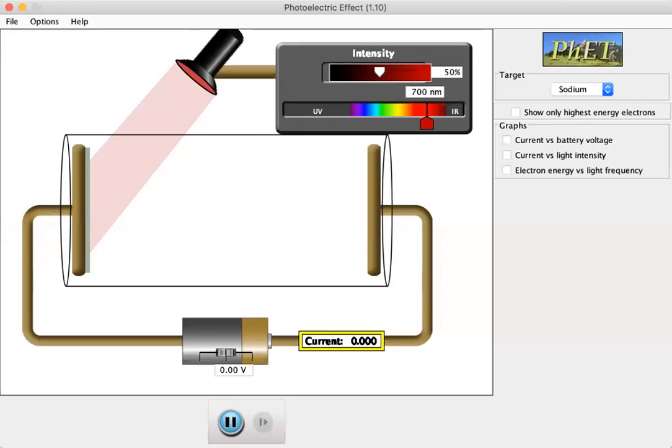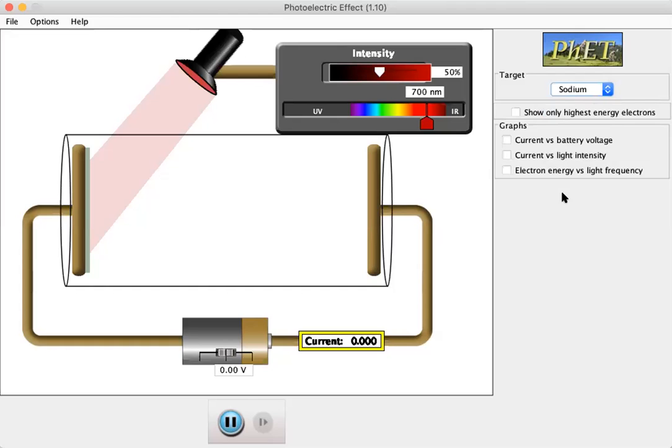So here we have a simulation software that will allow me to perform a demonstration of the experiment involving the stopping potential. We have a light source with a variable wavelength and intensity. And of course, a photocell with a metal target here that can be changed amongst different materials. I will stick with sodium for the time being.